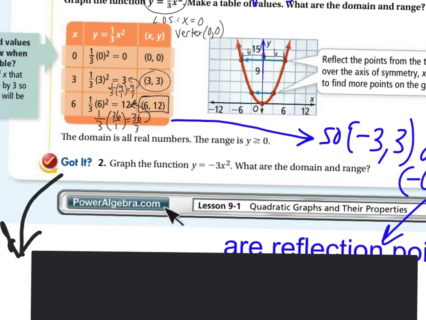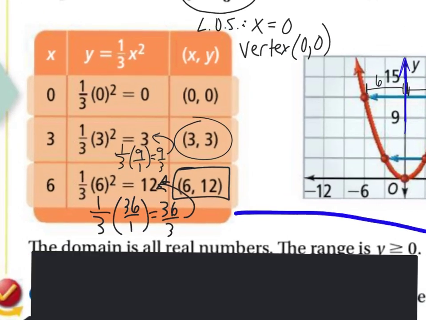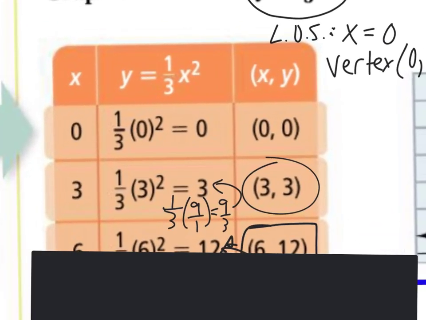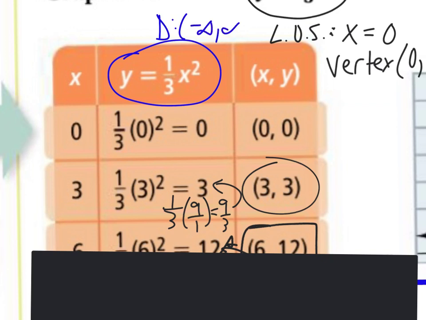And then the domain and range. Domain is possible x values. So if you look at the equation, we're just thinking about, is there any number I could not put in place of x here? And the answer is no. I can put any number in place of x that I want. So the domain would be all real numbers, or like we talked about earlier with interval notation, negative infinity to infinity with parentheses on the ends.